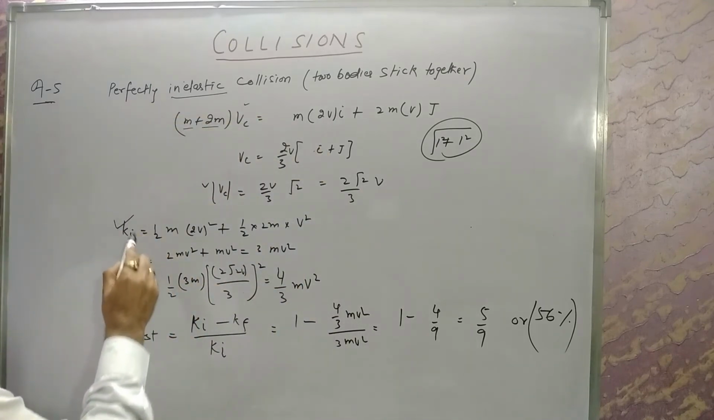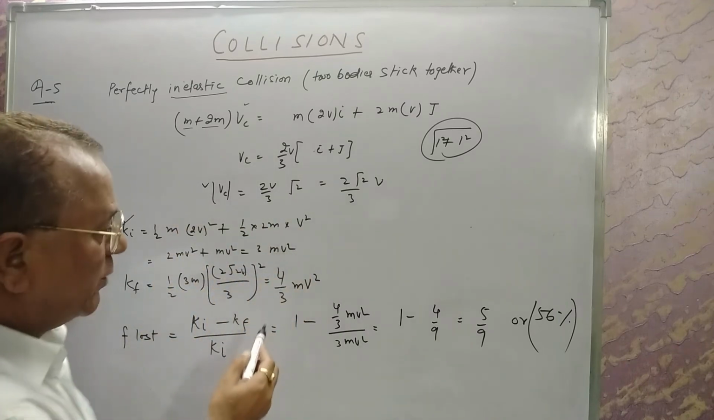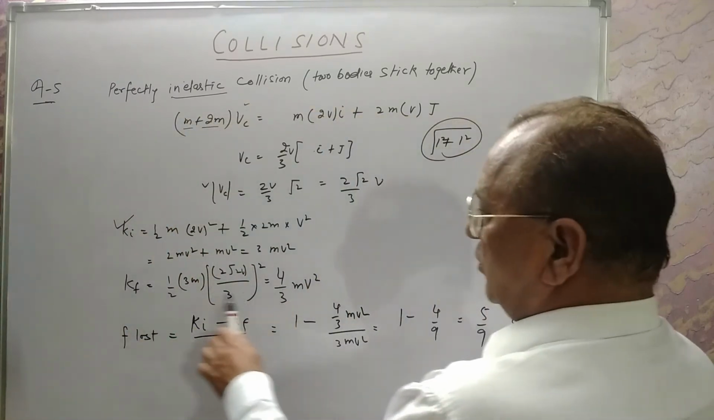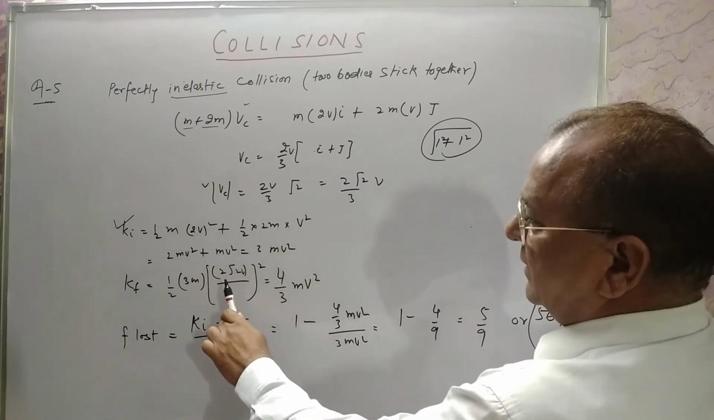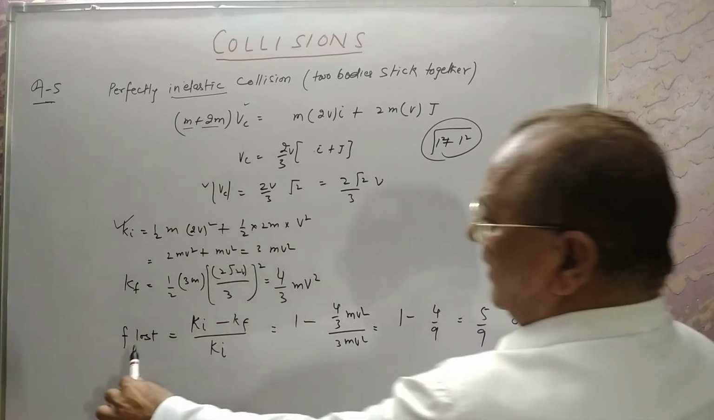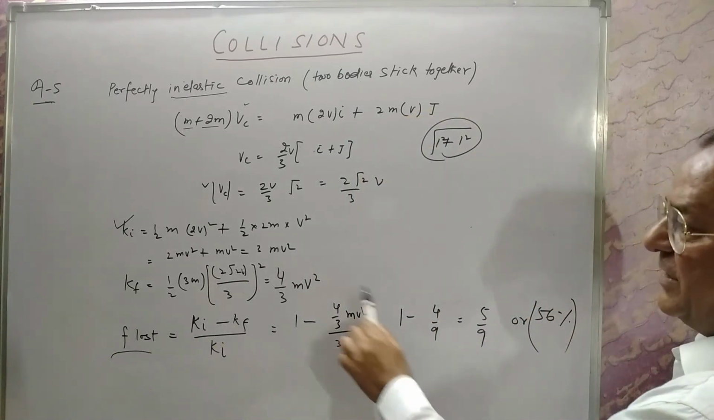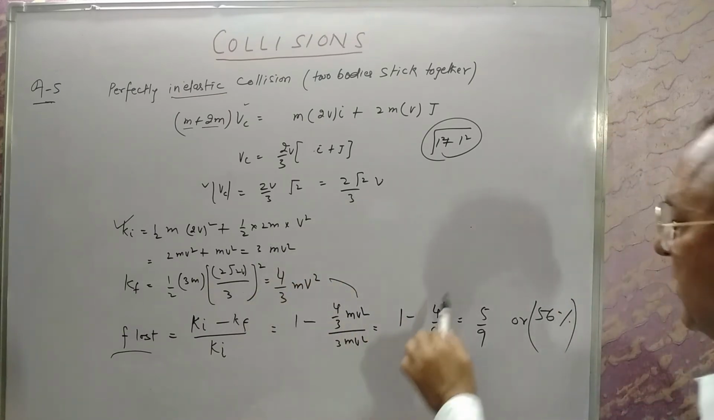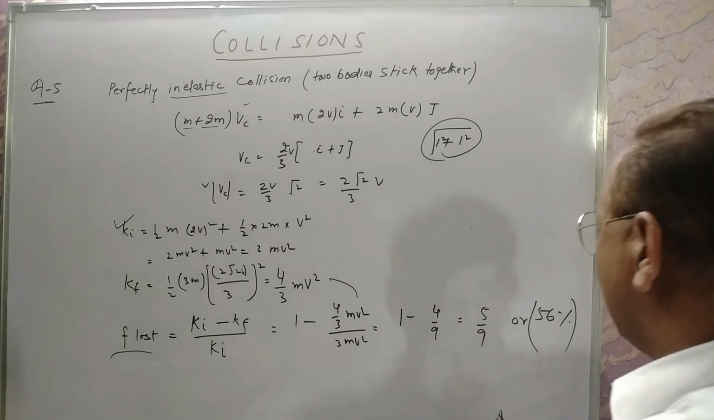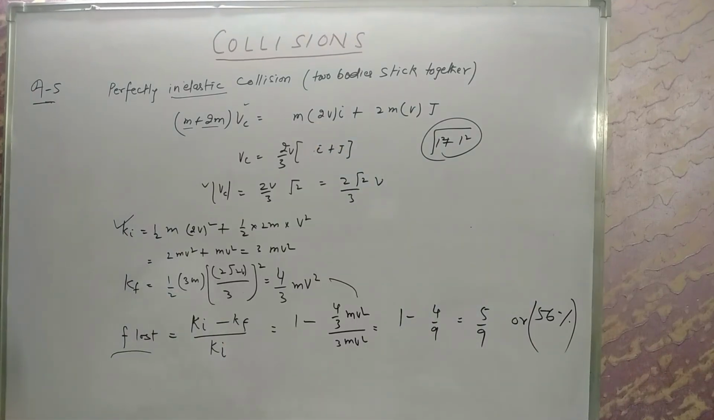Now you have to find out K initial: half m (2v) whole square plus half 2m v square. That comes out to be 3 m v square. And K final is equal to 1 by 2 into 3m into the final velocity whole square. That gives you 4 by 3 m v square. Now you have to find out the fraction lost: K i minus K f divided by K i, which is 1 minus (4 by 3 m v square) divided by (3 m v square). This will give you 1 minus 4 by 9, that is 5 by 9. If you want to find it in percentage, it is 56%. 56% is B part.